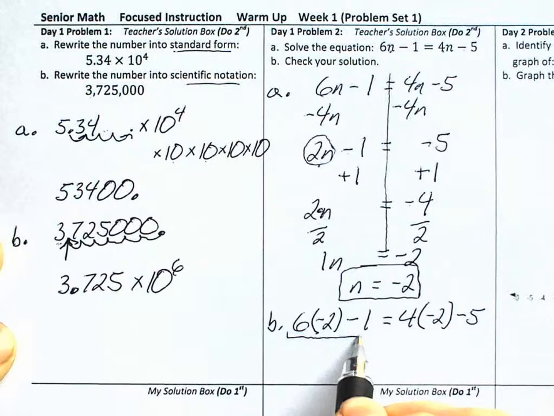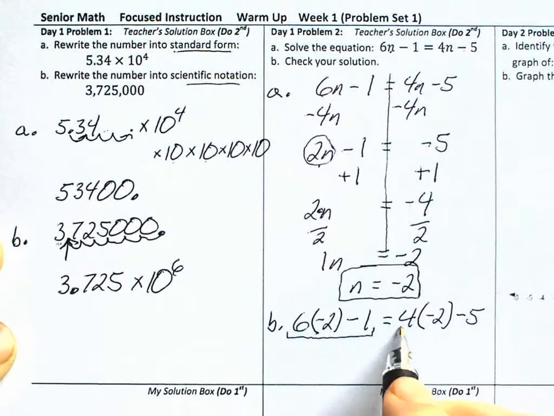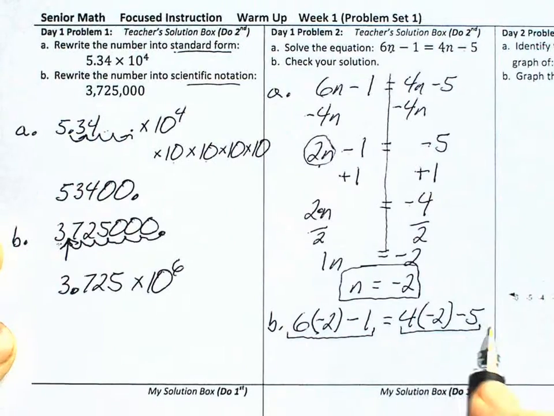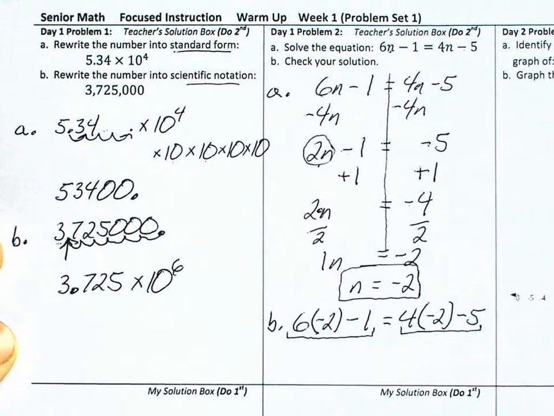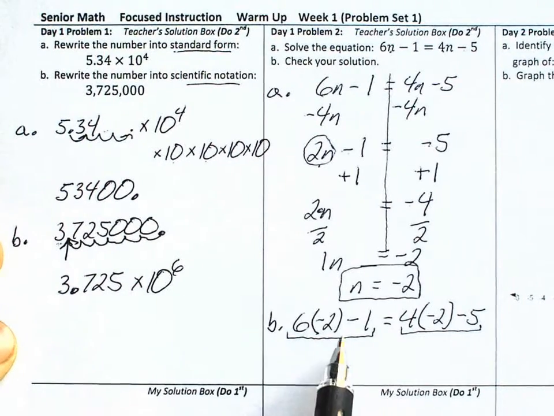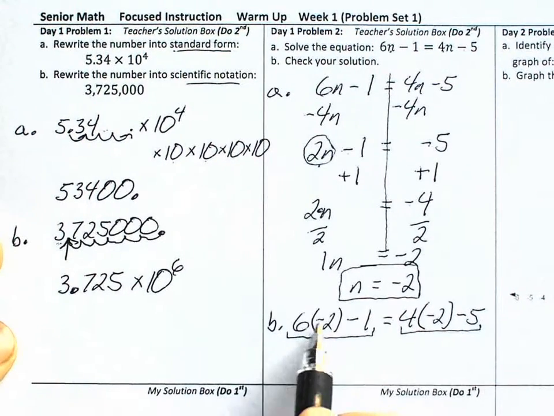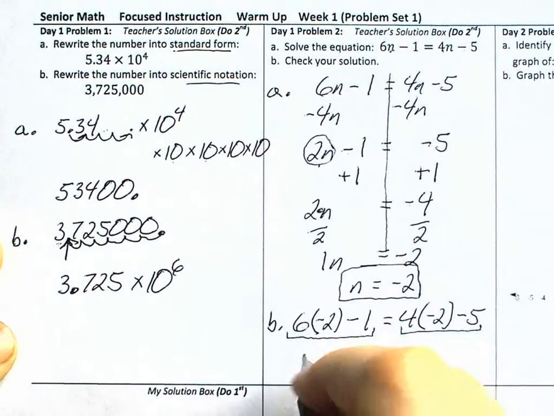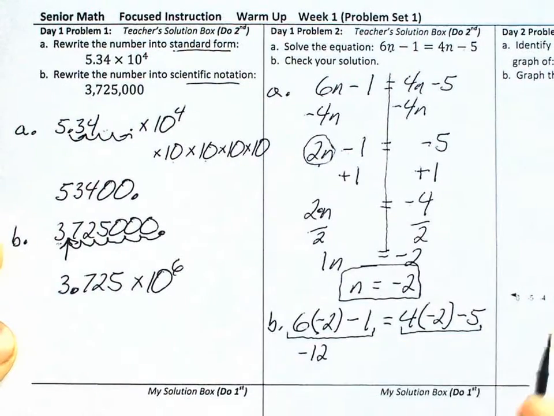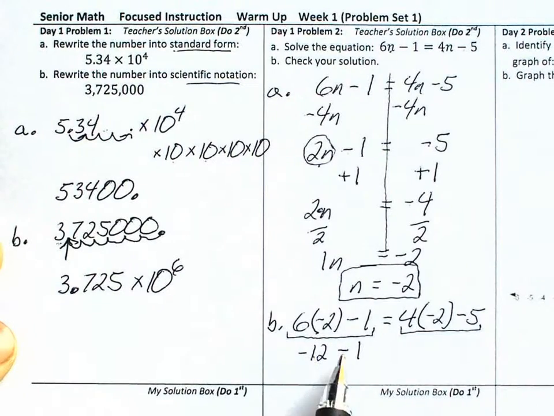Does this expression that's to the left of the equals really equal this expression that's to the right of the equals? And if it does, then we have the right answer for n. So let's find out what these things equal. 6 times negative 2 is negative 12. And then there's the minus 1. And negative 12 minus 1 is negative 13.